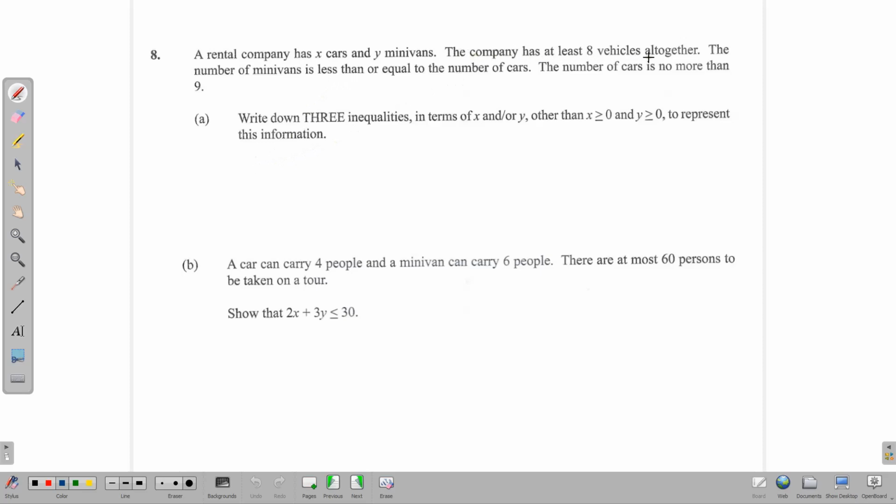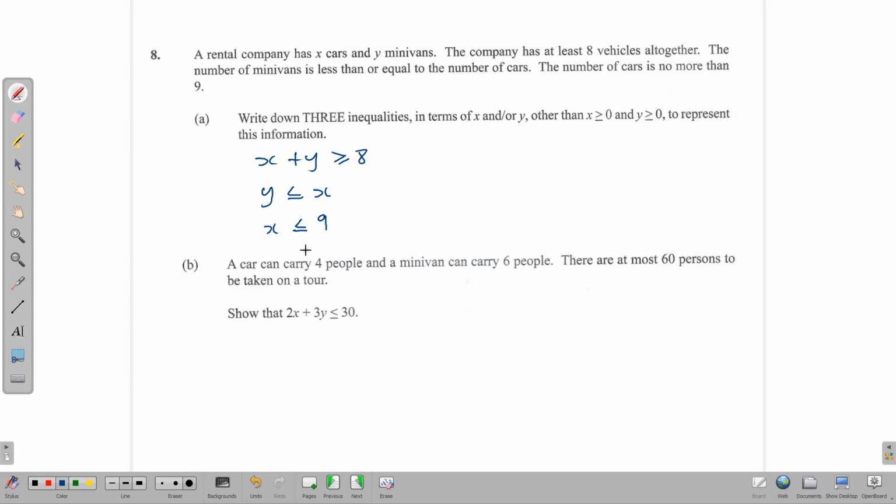The company has at least 8 vehicles altogether. So the first one is x plus y. At least 8 means that we are going to use 8 as a lower number. It's a boundary, a floor, so to speak. So it's greater than or equal to 8. Now the next one says the number of minivans is less than or equal to the number of cars. So minivans is y. So y is less than or equal to the number of cars, which is x, and x, the number of cars, is no more than 9. So x is also less than or equal to 9. Those are the 3 inequalities there.